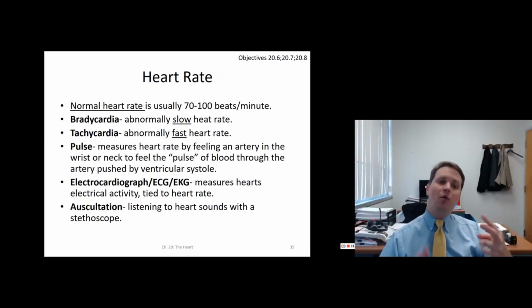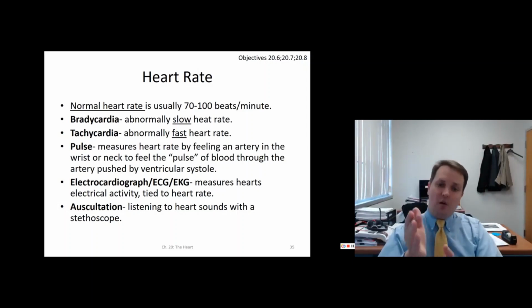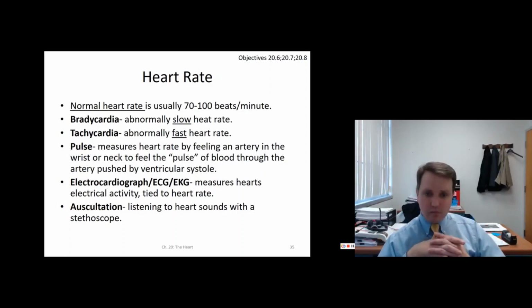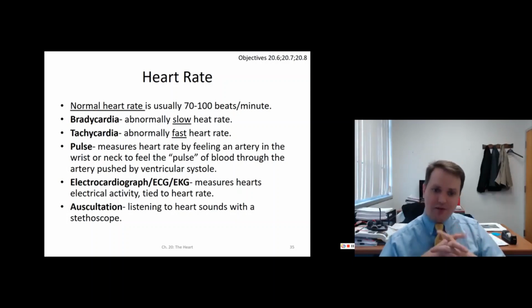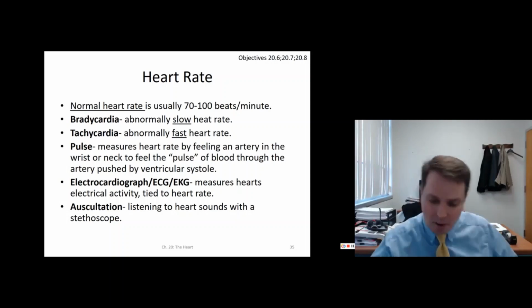Pulse is what we're measuring, usually either here in the neck or at the wrist. We go for a radial pulse or a carotid pulse. We can also measure the heart's electrical activity, which is tied to the heart rate. That is called an ECG or EKG. EKG comes from the German K for cardio. ECG just comes from the English, the normal version, right? And auscultation is listening to your heart with the stethoscope, listening to the valves, listening for murmurs, things like that.